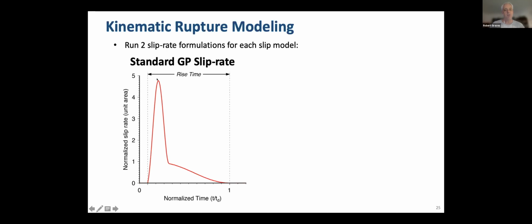So there's a very quick rise to a strong peak in the front, and then this long tail. In the standard approach, this shape is applied everywhere on the fault. Now the rise time varies spatially across the fault. It's partially correlated with slip, but the shape is the same.